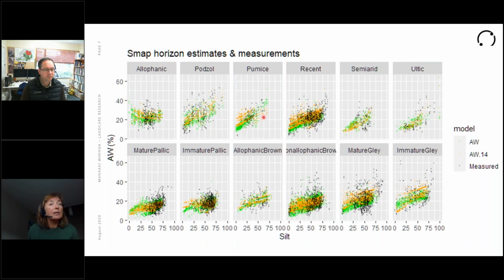Another one that's interesting to look at is the pumices. You can see here that with the high sand, the green points, the new model, are a bit lower than the orange ones, and that matches the black measured data. At the other end of the scale, where we have high silt, the green points actually have increased water content, reflecting again that measured data.